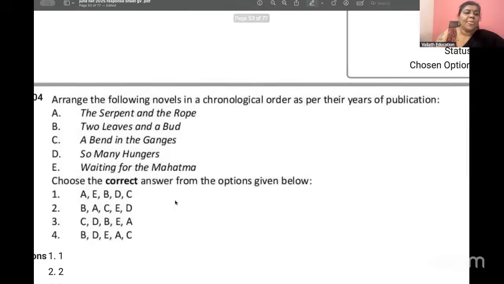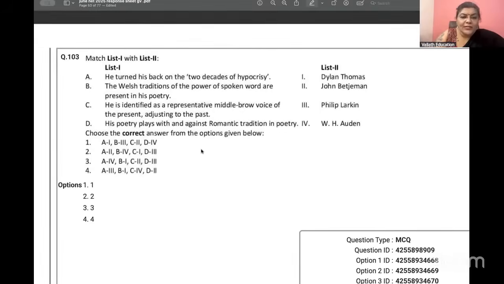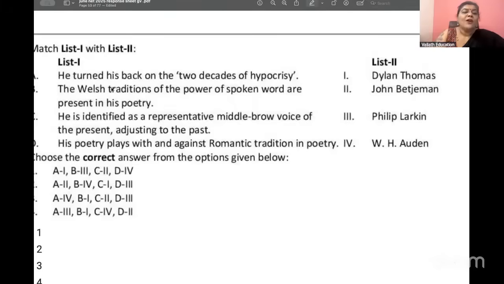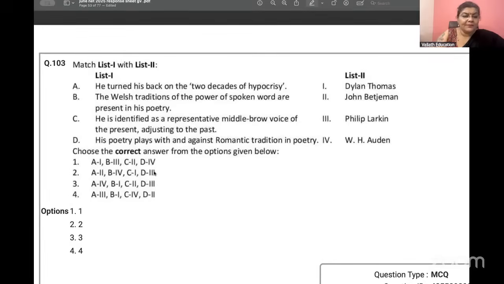Okay, next question. He turned his back on the 2 decades of hypocrisy. He doesn't know. I don't know. Welsh tradition. Dylan Thomas. Correct. Welsh is Dylan Thomas, you know. He's identified as a representative of the Middlebrow voice. His poetry plays with and against romanticism. Against romanticism is by Kingsley Amis. And against romantic tradition, I've taught you, is Philip Larkin. If you remember that, you will be able to guess this. Otherwise, you will only know B1. There are 2 B1s. But I hope you have read the encyclopedia enough so that you remember this.